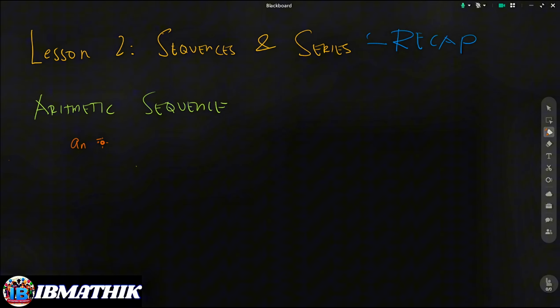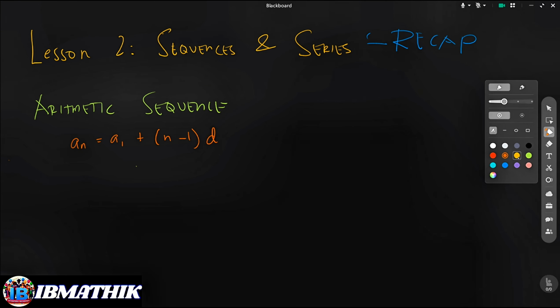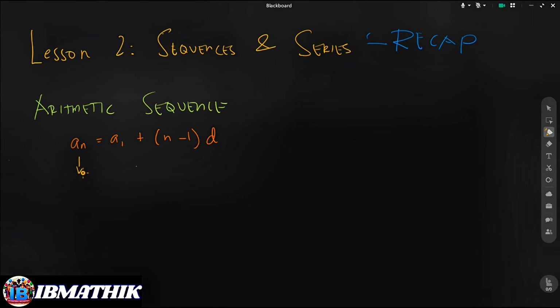The formula in getting the arithmetic sequence is just simple. We have here the nth term is equal to the first term plus the nth term minus 1 multiplied by the common difference. So this is the nth term. It is the term that you are trying to find. And the a sub 1, your first term.